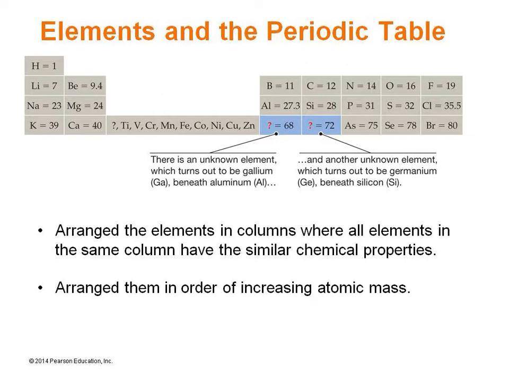Mendeleev was so proud of his system and so convinced that he had organized the elements correctly that he even predicted the existence of an element below aluminum and an element below silicon, with a mass of 68 and 72, that weren't yet discovered or weren't yet known. And he was, of course, right. Those missing elements being gallium and germanium.